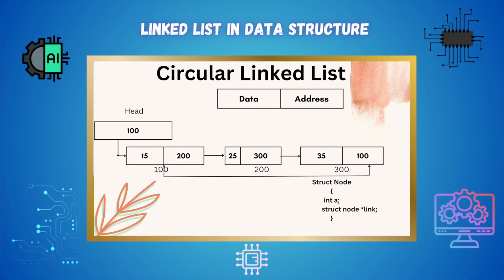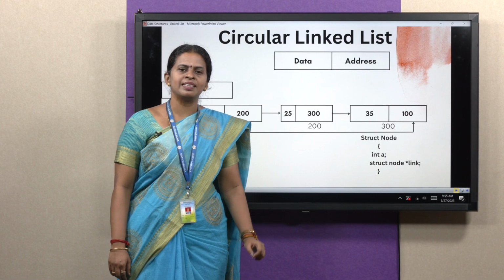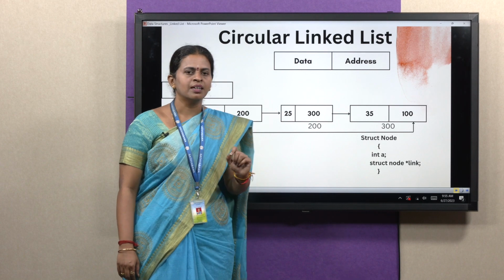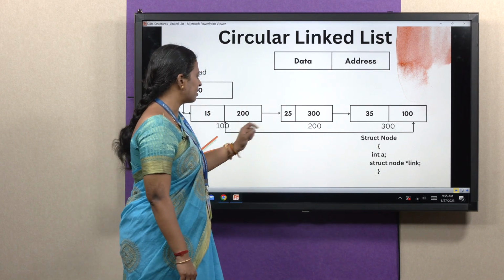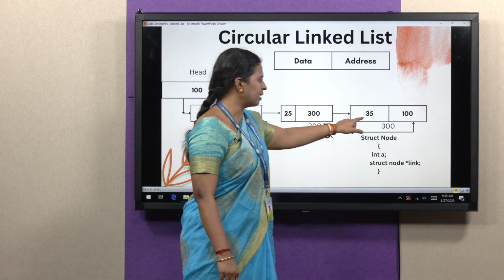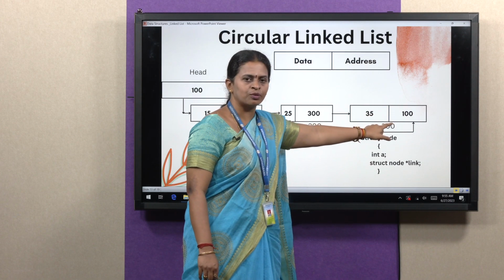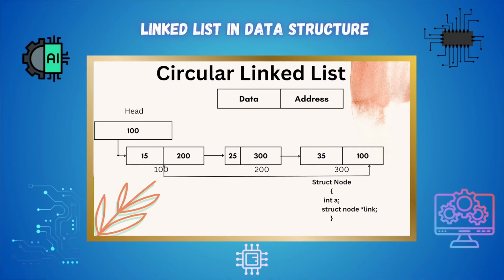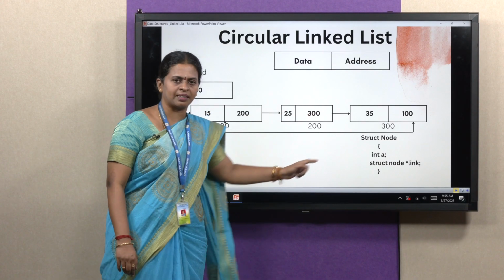Next we are going to see about circular linked list, right? There is a slight difference between singly linked list and circular linked list. What is the difference? In the singly linked list, the last node's address would be null, but here the last node's address will be the first node's address. It's like a circle, okay.